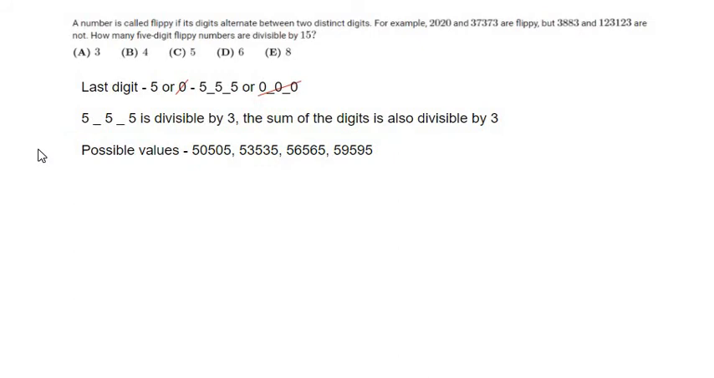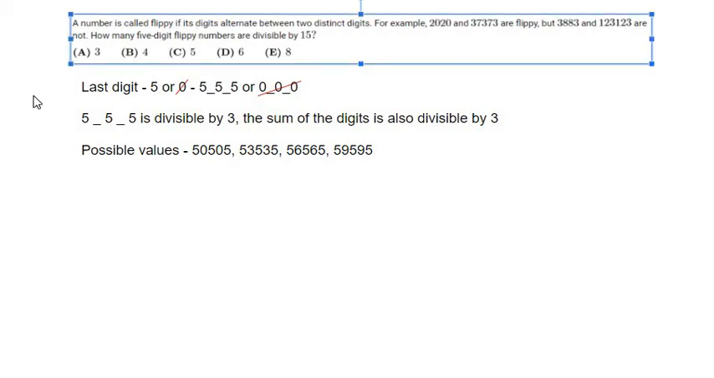So in this case, by the way, if you don't understand why the sum of the digits has to be divisible by 3, that's the divisibility rule which you have to use. Okay, so since we know this divisibility rule is true, we can say that the possible values of these numbers are either 50505, 53535, 56565, or 59595. So that means that there are 4 possible values, which is B.